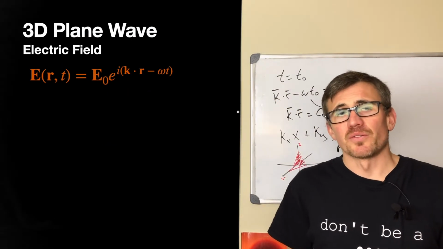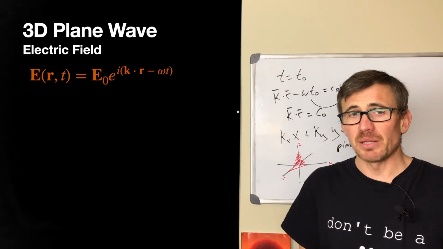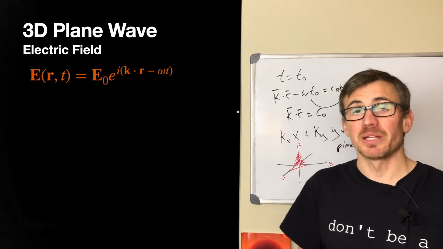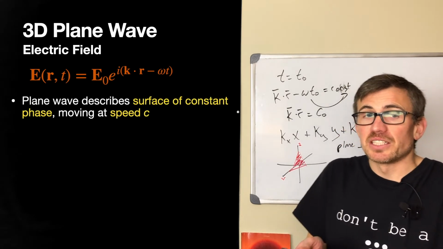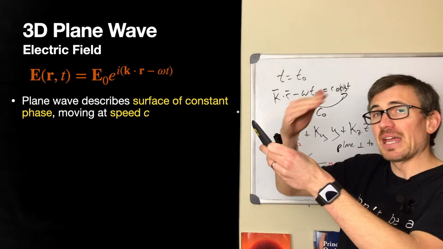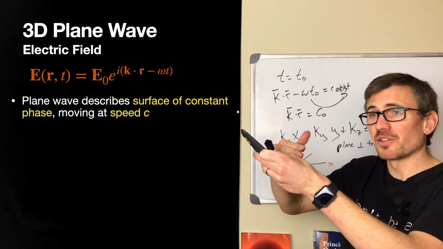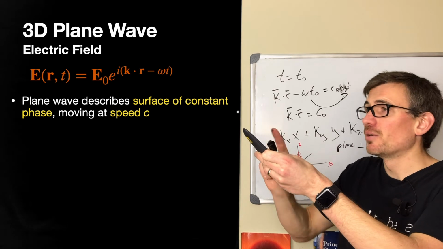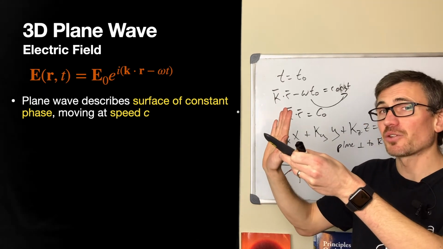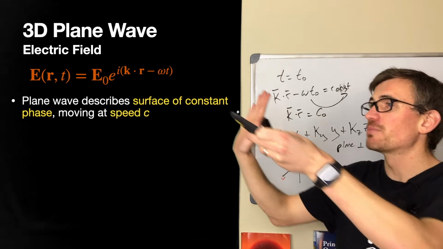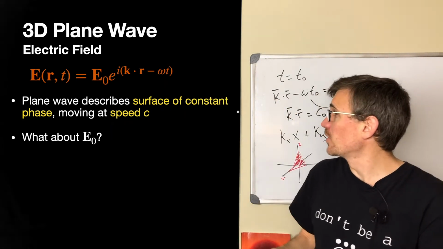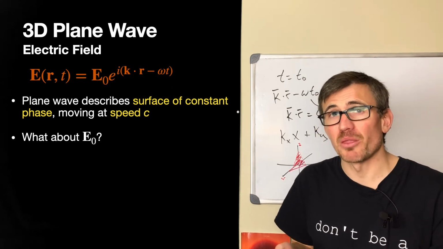So what do we have so far? We have this plane wave. And we figured out the argument of that cosine or that complex exponential there. We have a surface of constant phase moving at the speed of light. So given k, anywhere along that plane perpendicular to it at a fixed time, we have the electric field as an arrow pointing in the same direction. And as time increases, that plane just moves at the speed of light. Okay, but what about this electric field, E naught here?